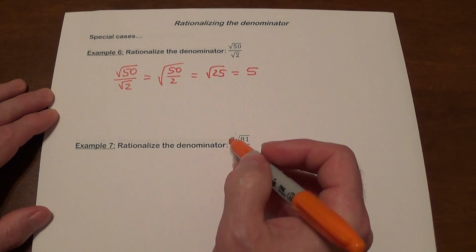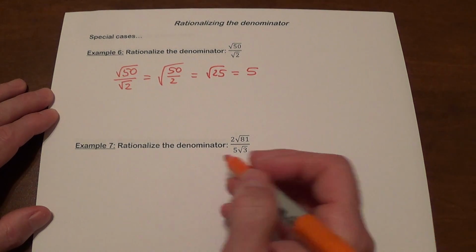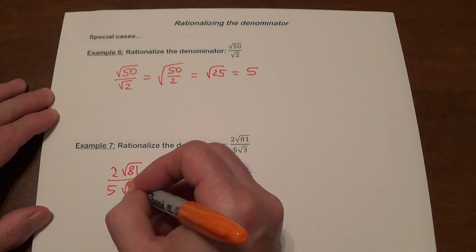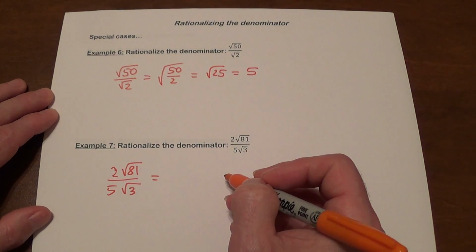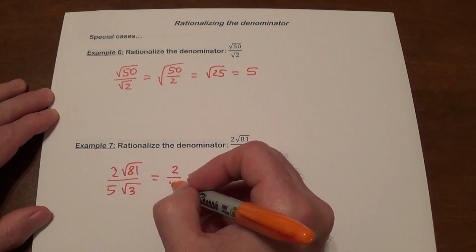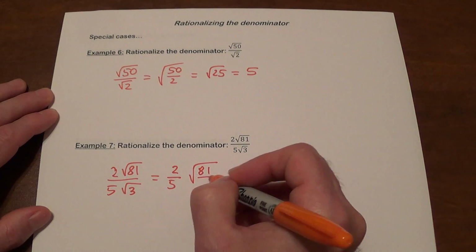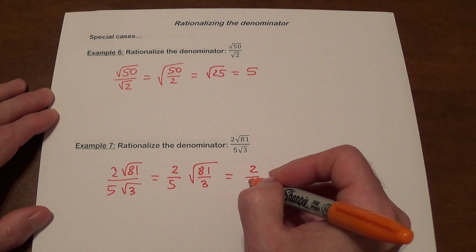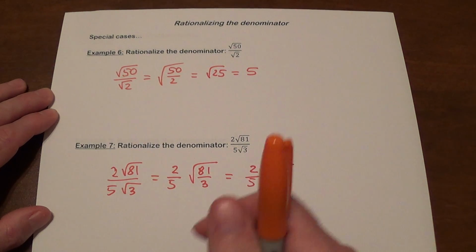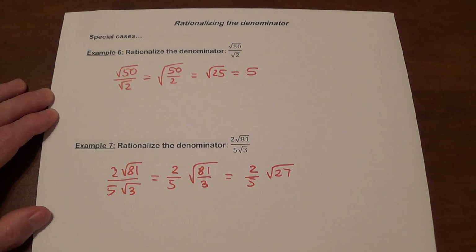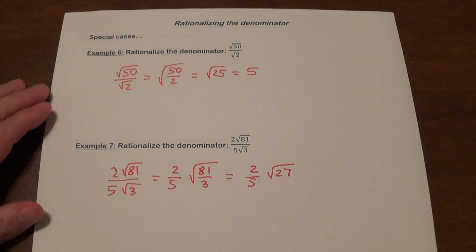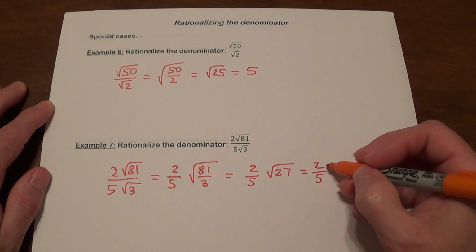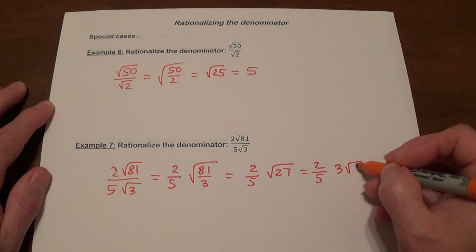Another example here, 2 square root of 81 divided by 5 square root of 3. So if we look at this, we should realize that 81 divides by 3. So let's do that. So 2 over 5, and here we're going to have square root of 81 divided by 3. Well, 81 divided by 3 is going to give you square root of 27. So 27 is not a perfect square like it was in the previous problem, but we can simplify it. So it's 2 over 5, and square root of 27 will simplify to 3 square root of 3.